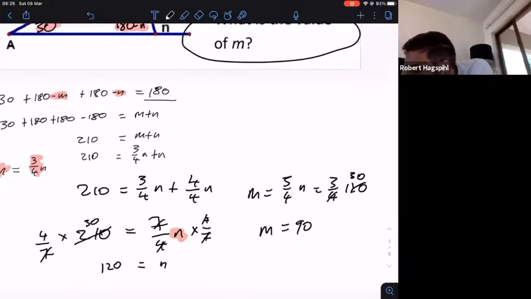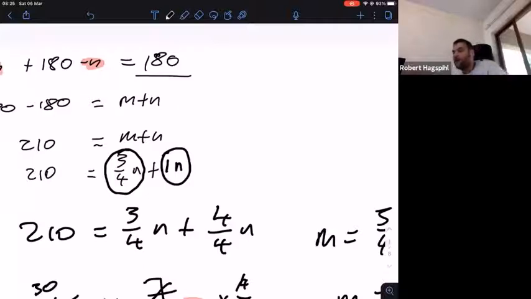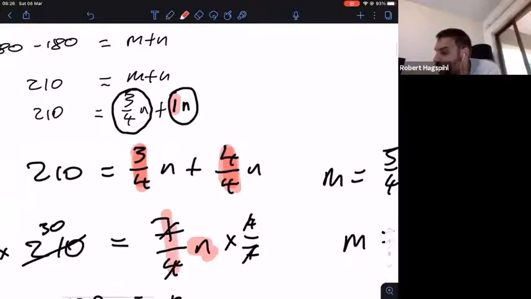I'm going 3 over 4 n plus, and let me go like this, plus 1n. But again, I can't add those, and so I changed this 1 to 4 over 4. Because once I've got 3 over 4 plus 4 over 4, I can add them and get 7 over 4. Does that make sense, Caleb?